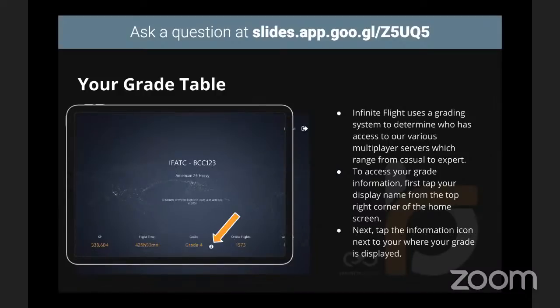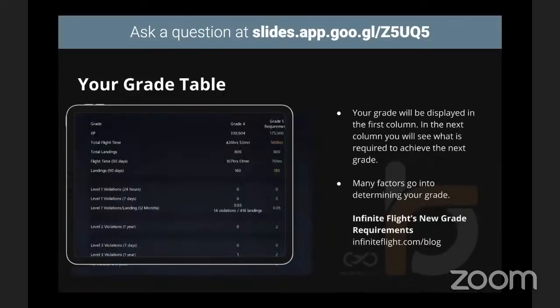Next, tap the information icon next to where your grade is displayed. Your grade will now be displayed in the first column, and in the next column, you will see what is required to achieve your next grade.